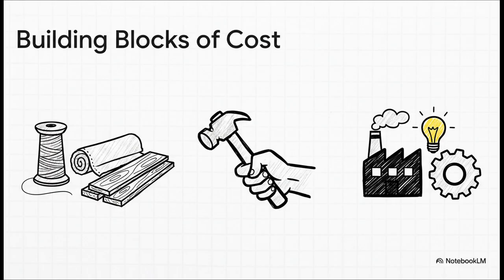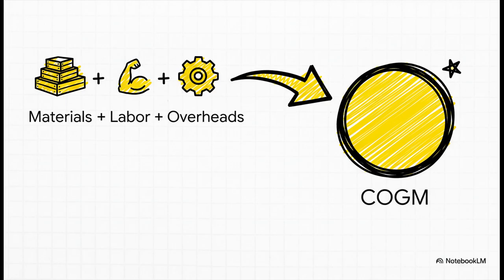And finally, there's overheads. You can think of this as the catch-all for everything else it takes to keep the factory lights on. We're talking rent, electricity, the factory manager's salary, you name it. So you take those three things, materials, labor, and overhead, you add them all up, and you get this little piece of magic: the cost of goods manufactured, or COGM for short. This is ground zero. It's the total all-in cost to get that product finished and ready to go. This is our starting line.